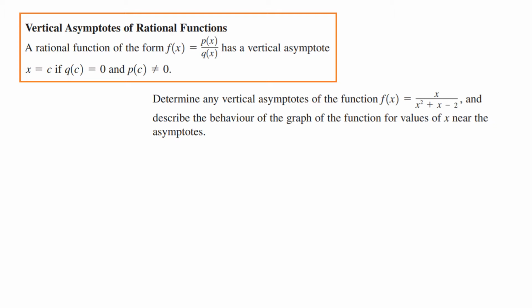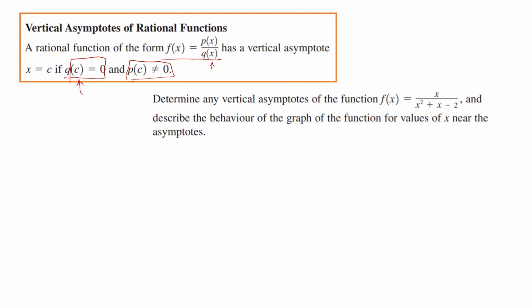Starting with vertical asymptotes, if you have a function in rational form, such as f(x) equals p(x) over q(x), and q(c) equals 0, meaning you plug the constant c into your denominator and it equals 0, then your function is undefined there. The denominator being undefined gives you a vertical asymptote at that point c. However, remember your numerator cannot equal 0.